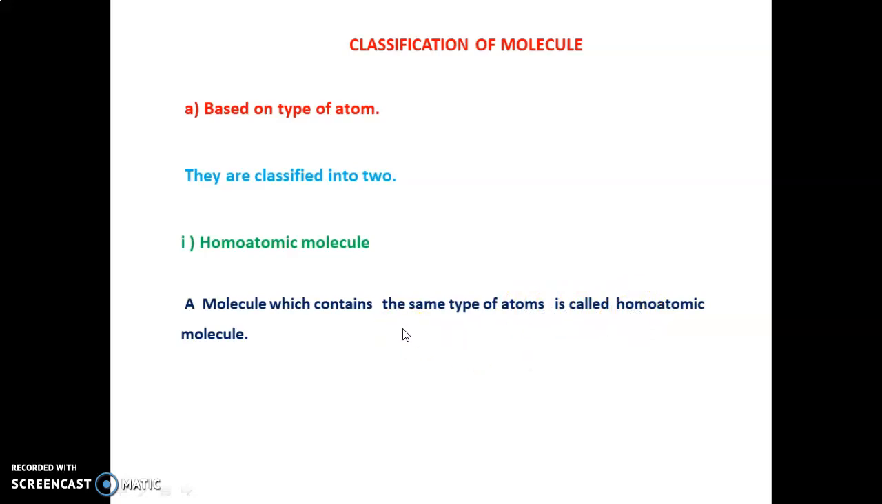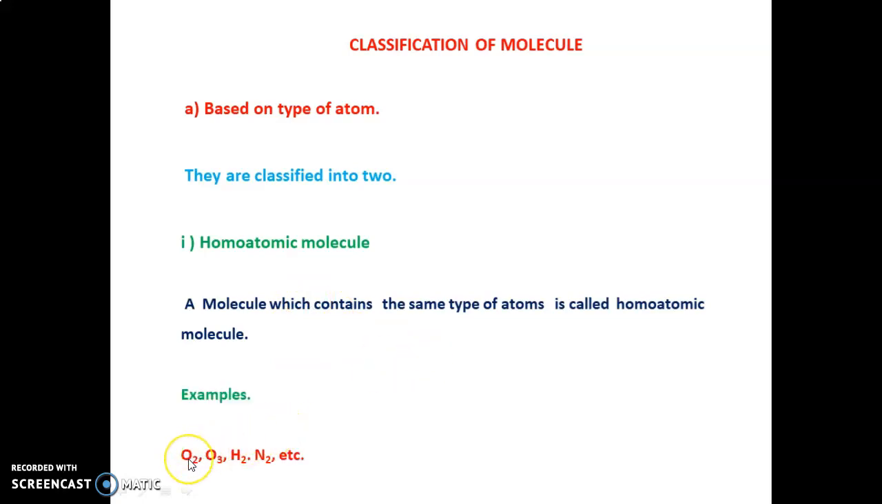A molecule that contains the same type of atom. Example: H2, the hydrogen molecule. It is a homoatomic molecule. That means it contains only one type of atom, that is the hydrogen atom. Another example is O2. It contains only oxygen atoms, that is two oxygen atoms. Another example is O3, ozone. We celebrate Ozone Day. Ozone, O3, contains oxygen only, that is three oxygen atoms. It is a homoatomic molecule.